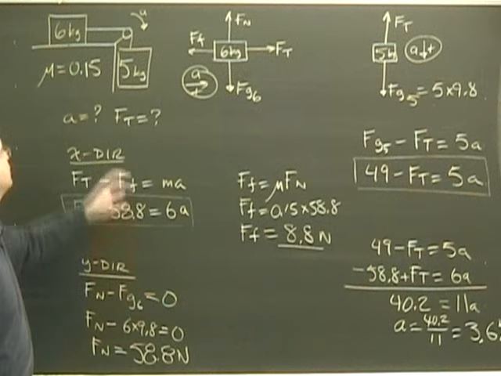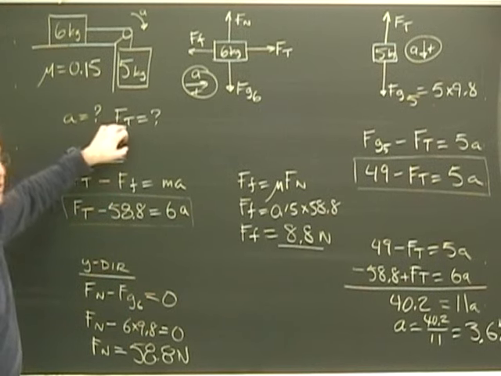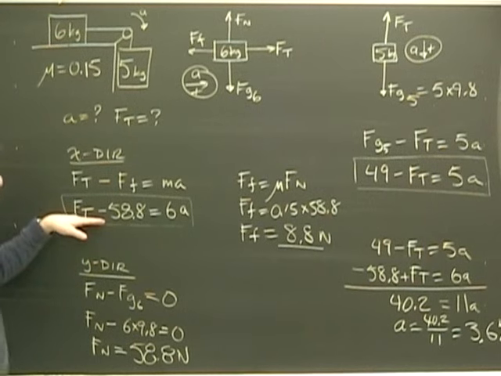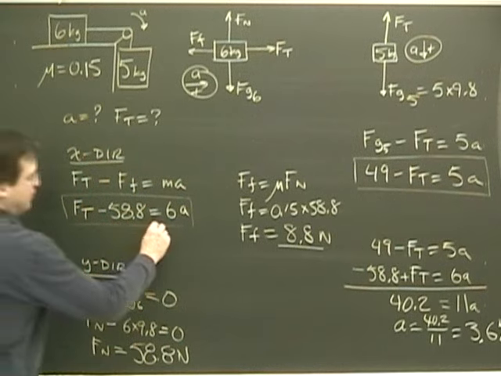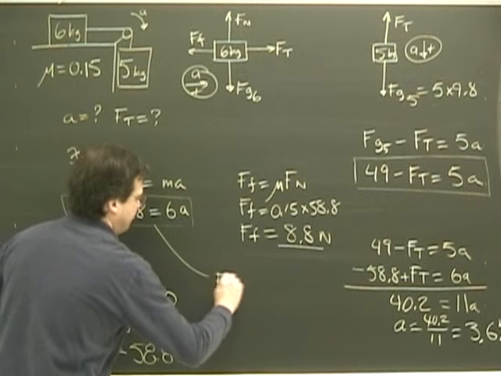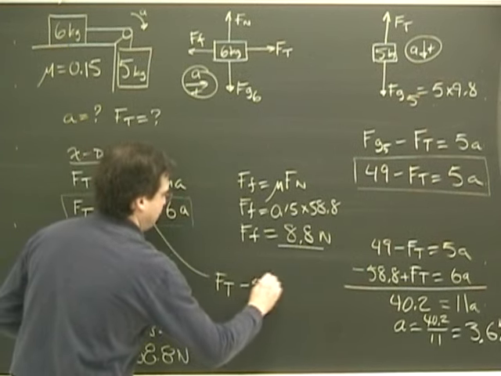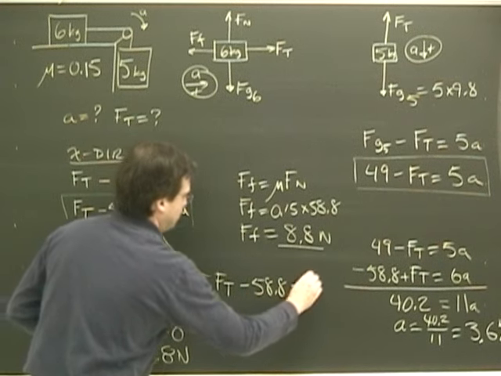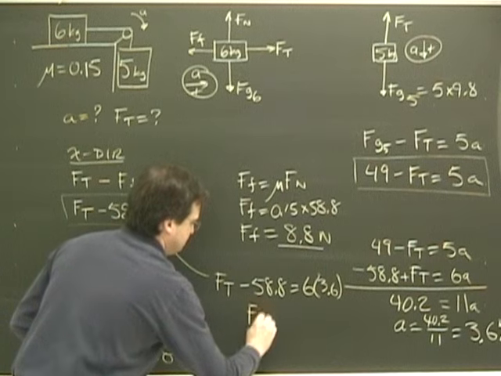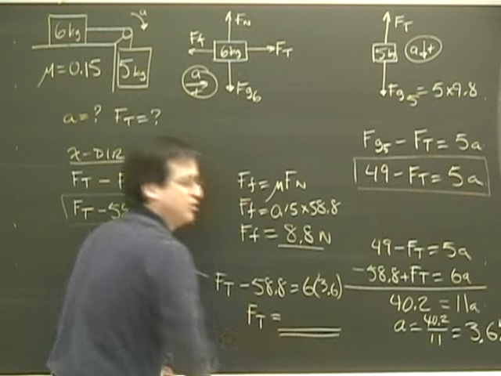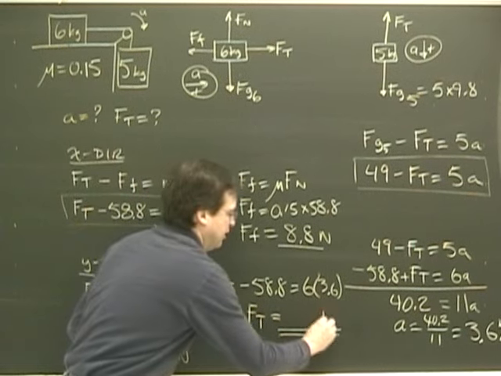Now I've got the acceleration of this system. I want to find the tension. That's going to be easy to do because I can plug either into here or into here. So if I take this one, Ft minus 8.8 equals 6, and my A was 3.6. You can solve for the tension, and it will be in newtons.